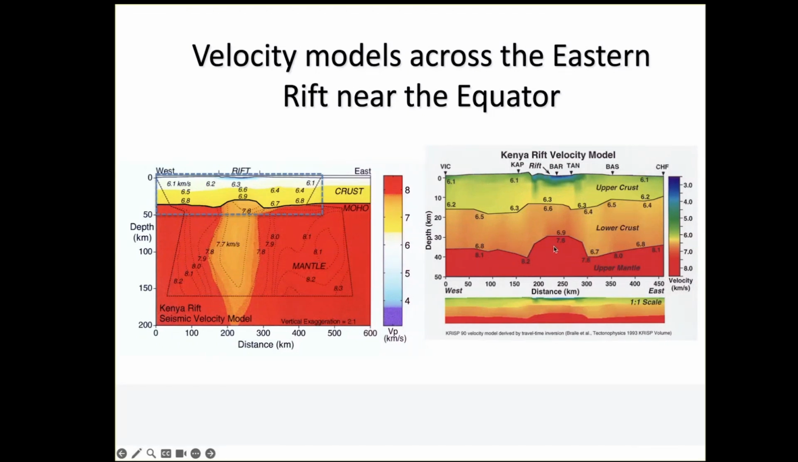interpreted as a region that is relatively slow because it's hot and or because it's got small amounts of melt in it. And we expect that there's going to be slightly low seismic velocities beneath regions that have active volcanism. Those magmas that are making the volcanoes have to come from somewhere. And the natural place for them to come from is partially melted upper mantle. Okay. Does that make sense?